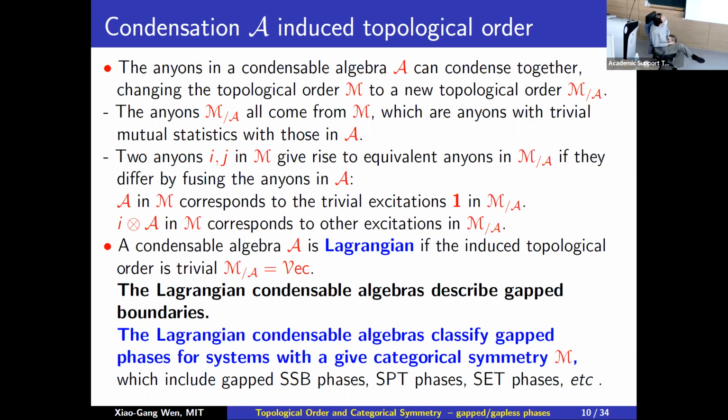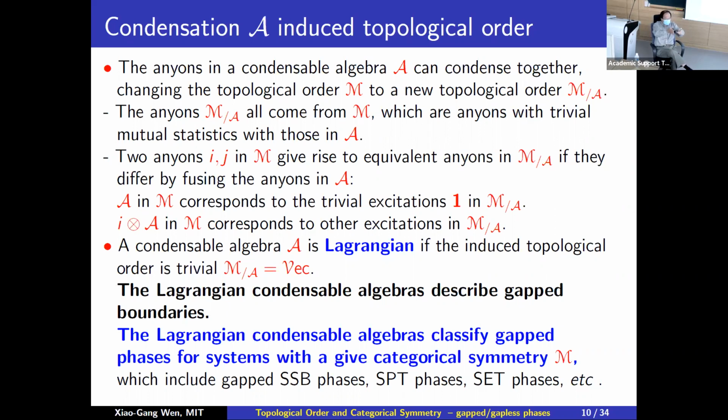So let's say that more formally, we do the same thing. This A just describes the anyons which can condense together. And after condensation, what do we get? What is the bulk topological order if anyons in A condense? Well, first thing is really the following. In the induced topological order, those anyons must have a trivial mutual statistics with A.